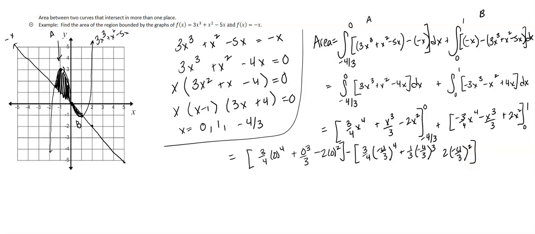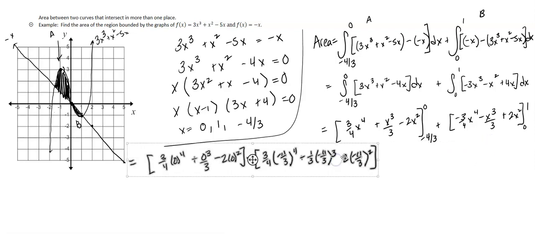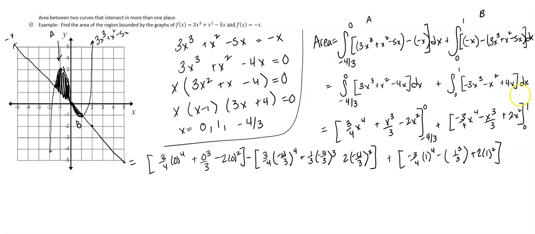Let me just see if I can scoot this over just a hair so we have some room. Yep. Okay, because that's only one of the integrals. Now I'm also going to have negative 3/4 times 1 to the 4th minus 1 cubed over 3 plus 2 times 1 squared. And just because I'm running out of room here, you notice if you plug in a 0, you get a 0 there. So we'll just leave that as it is. So this is all 0, this is 0.